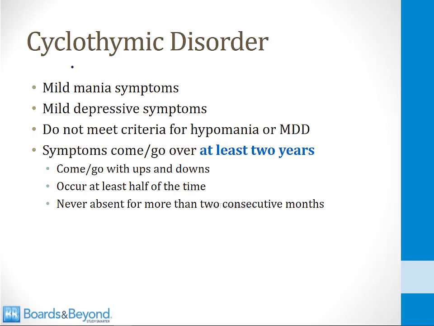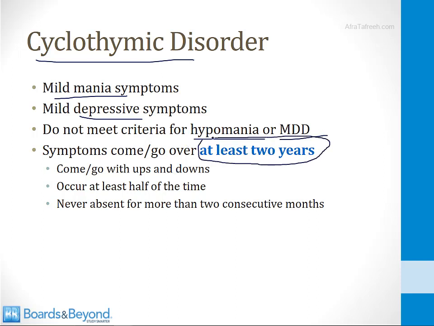So major depressive disorder and bipolar disorder are the major mood disorders, but now I'll go through some other mood disorders. The first one is called cyclothymia or cyclothymic disorder. These patients have mild mania symptoms and mild depressive symptoms, and they do not meet criteria for hypomania or major depressive disorder. Symptoms have to come and go over at least 2 years to meet the DSM-5 criteria for cyclothymic disorder. So these patients will have symptoms that come and go with ups and downs.